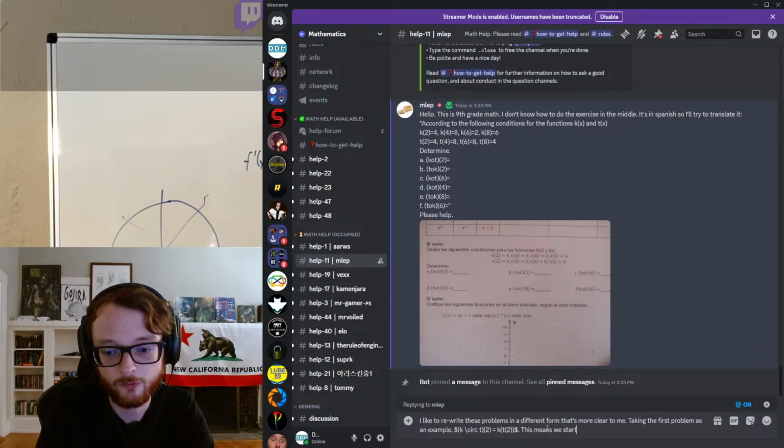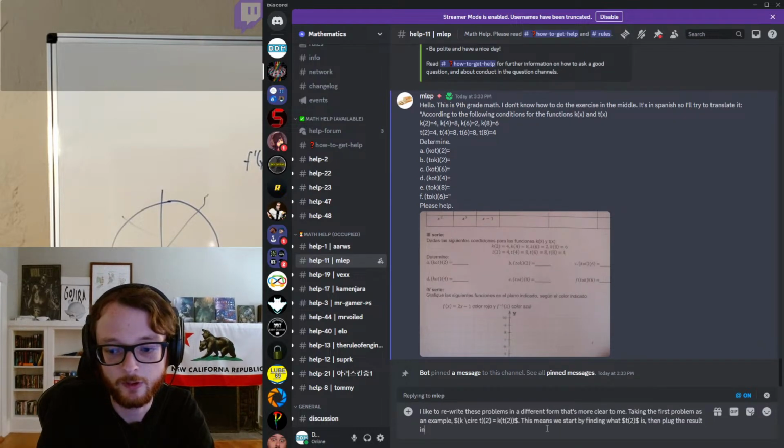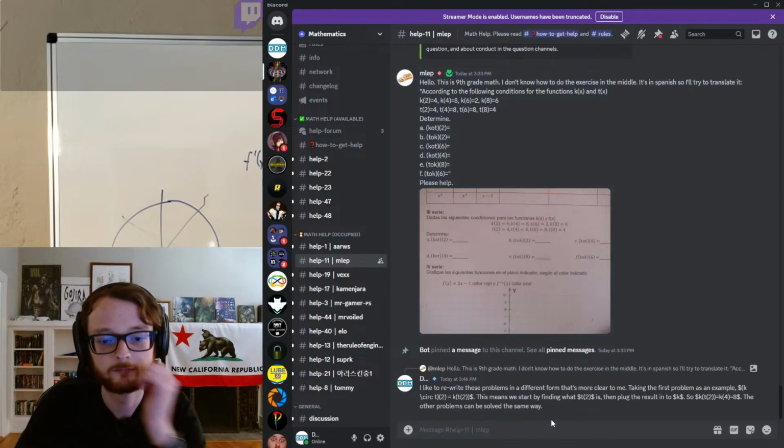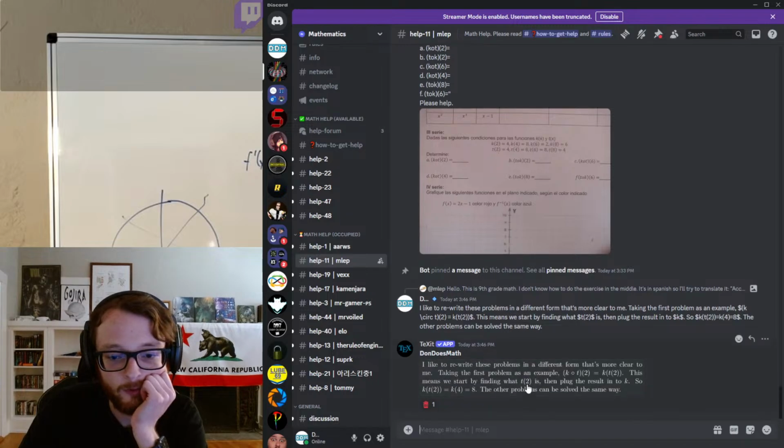This means we start by finding what T of 2 is, then plug the result into K. So K of T of 2 equals K of 4 equals 8. The other problems can be solved the same way. Let's make sure the LaTeX works. Hey, I actually did LaTeX right on the first try. It's a miracle.